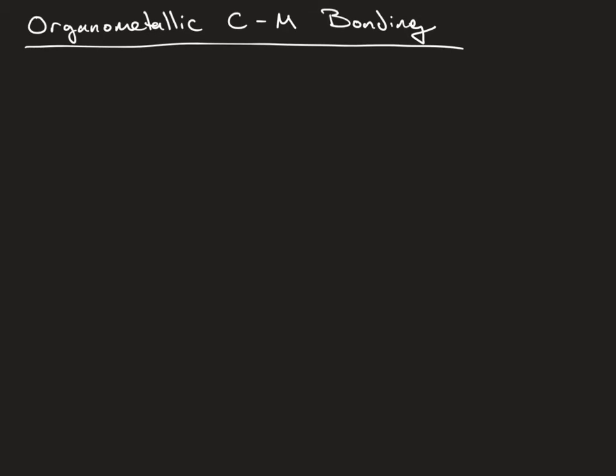In this video, we're going to describe organometallic carbon-metal bonding in terms of orbital interactions between the carbon on the ligand and the metal d orbitals. And we're going to start with simple alkene metal bonds. In this case, what we have is an sp3 hybridized carbon.